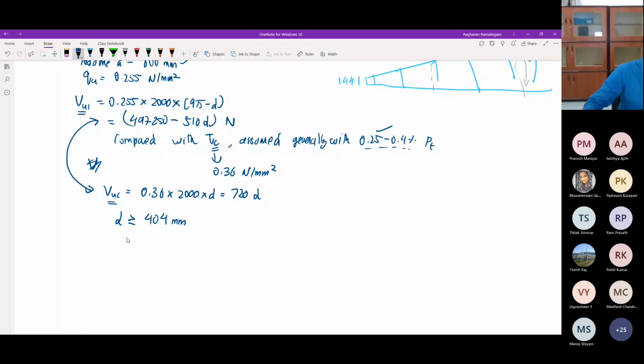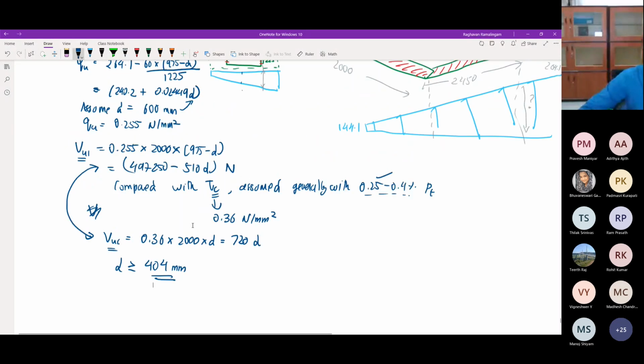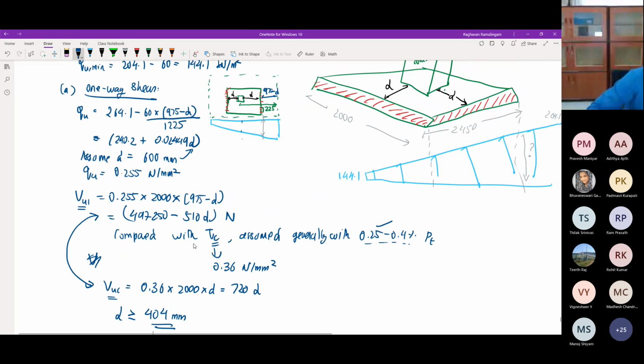Okay, so this is one thing. So we'll just retain this with this. Our check is not over, because now I have estimated for one-way shear how much should be the depth of the footing. So this is just one case. Only one-way shear has been seen. You also have to check for punching shear, which is your two-way shear.